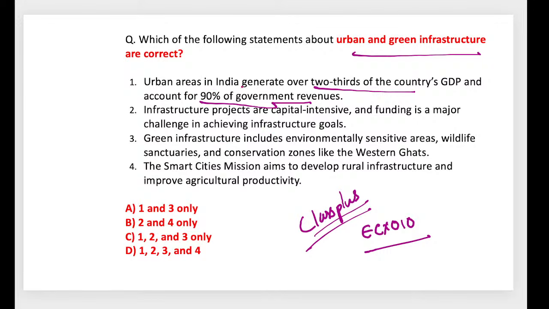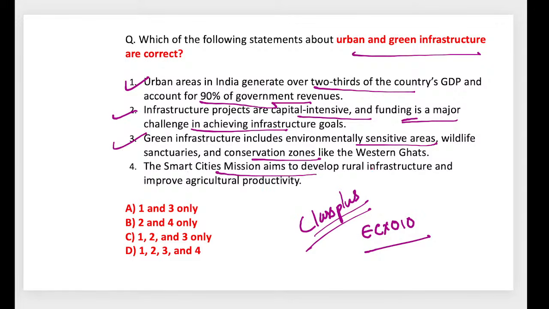So urban areas in India generate over 2/3 of the GDP and 90% of government revenue. It should be right because maximum contribution comes from this area. Infrastructure projects are capital intensive, and funding is a major challenge. That's why we came up with the NaBFID. Green infrastructure includes environmentally sensitive areas, wildlife sanctuaries, conservation zones, 100% true.